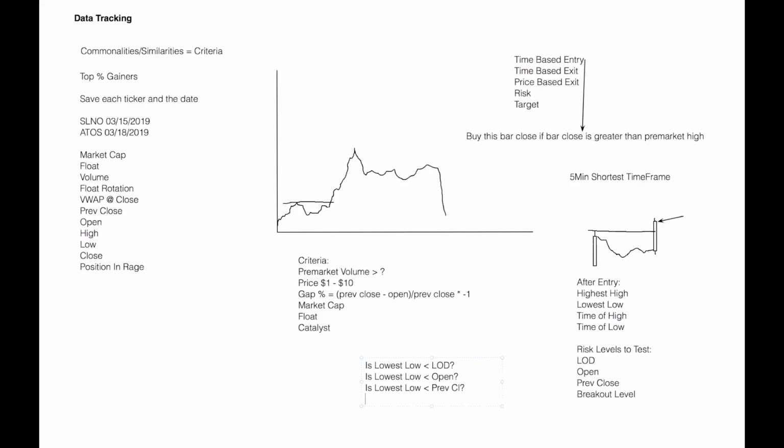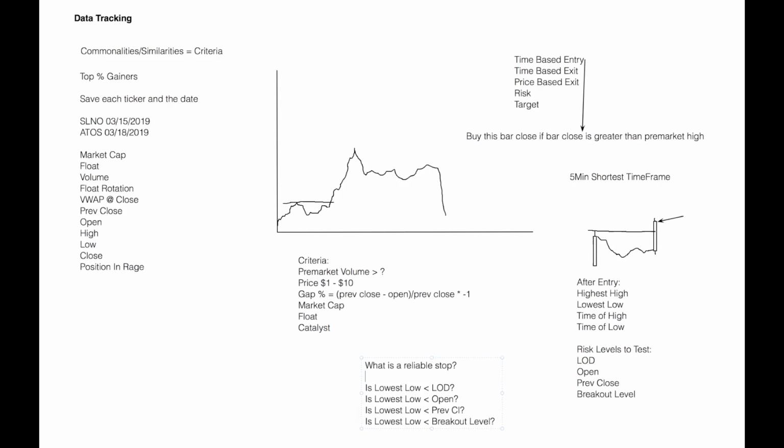That's probably going to always be a no. But just in case, yeah, there's some cases where it is true. Is lowest low less than breakout level? This gives you an idea of this question: what is a reliable stop? If you don't know what a reliable stop is, how do you know how to choose the stop loss?